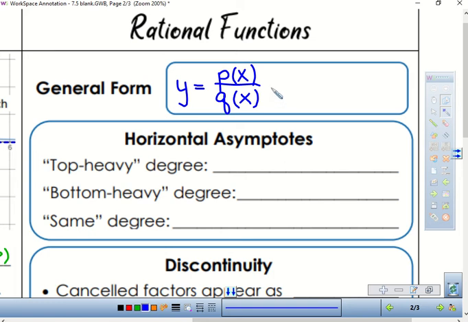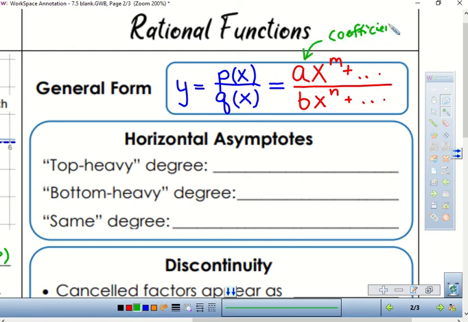And another way that this can be represented also, which you'll see, and I'll write this out for you, is a times x to the m plus dot dot dot over b times x to the n plus dot dot dot. So what these represent right here, a and b, these are coefficients of the leading term. So those are the coefficients of the leading term. So if you want to write that in, you can. Basically, that just represents what the coefficient is, and we sometimes use that in these processes to find different things, like the horizontal asymptote.